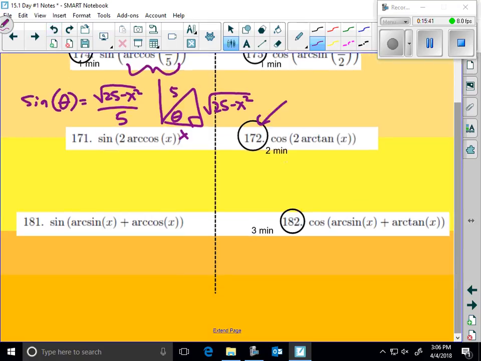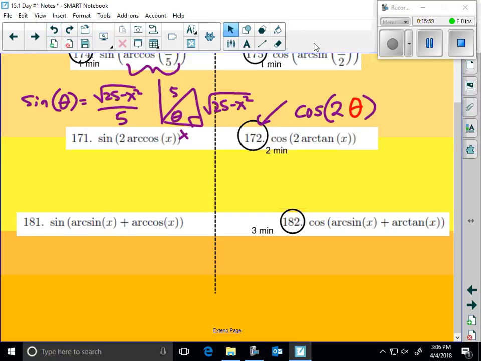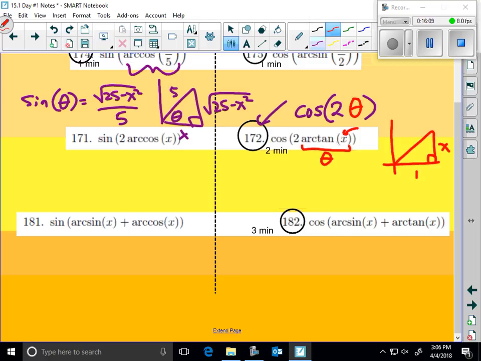Yeah, let's do 172 here. Okay, so first of all, I want you to identify something. This is cosine of 2 theta, right? 2 of some angle, and that angle is arctan of x. So that's theta. Let's sketch that. Quadrant 1, again, because this is the general case, I'm going to put it in quadrant 1. The tangent is opposite over adjacent. So I know the hypotenuse would be square root of x squared plus 1.